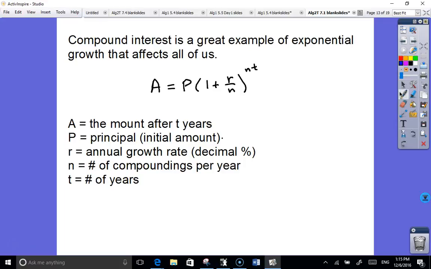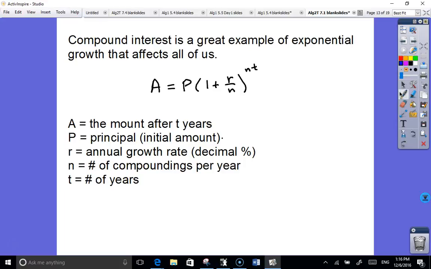R is the annual growth rate, again a decimal percent. N is the number of compoundings per year. So for example, if it's compounded monthly, that's N equals 12. If it's compounded daily, N equals 365. And then t is the number of years.